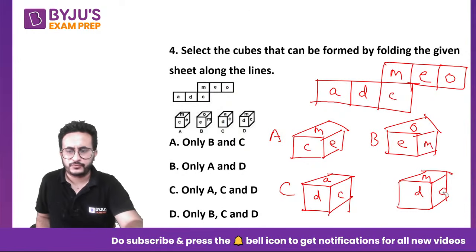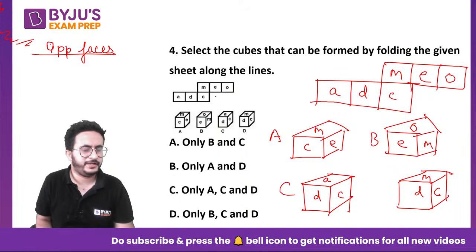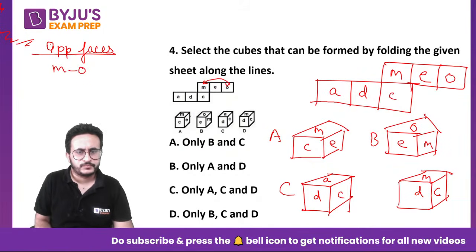Okay, so to solve cube based questions, the principle of cubes is about opposite faces. First you need to find the opposite faces. So how to find this? Look at the longest thread. This is the longest one, 3 means M is opposite to O. Okay, A is opposite to C, and the remaining ones, that is D, is opposite to E.